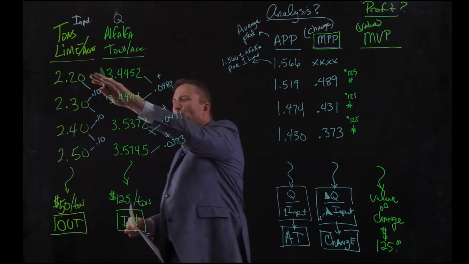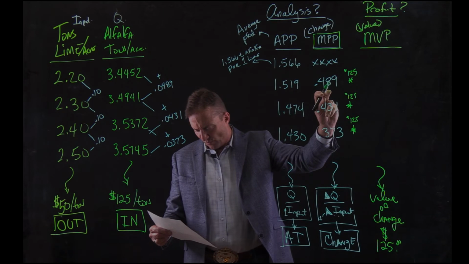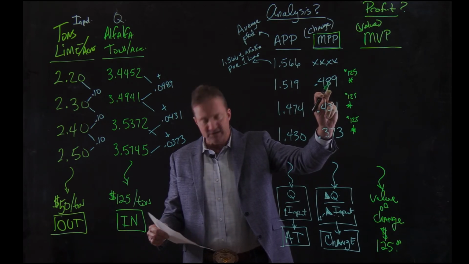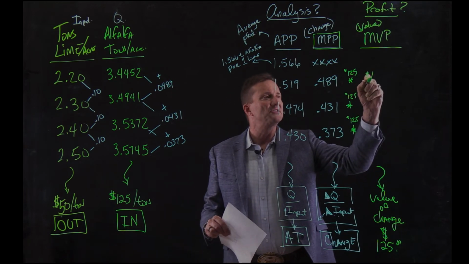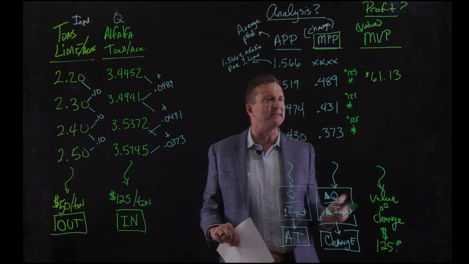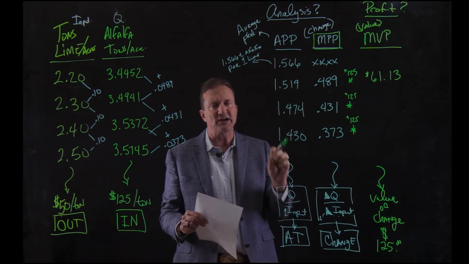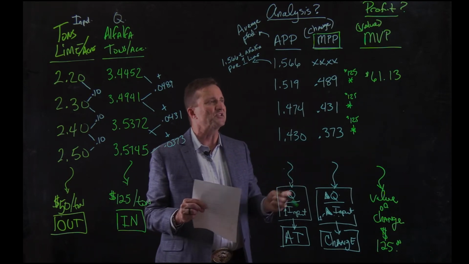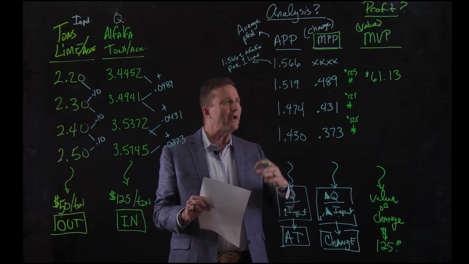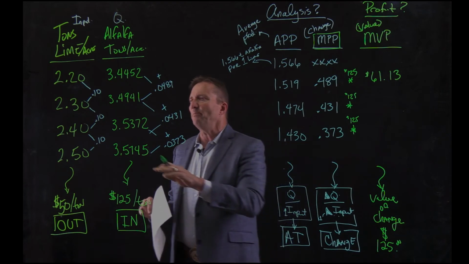When you go from 2.2 to 2.3, that gives you a change of 0.489, and that change is worth, it looks like, $61 and, make sure I get this right, 13 cents. Taking $125 times almost right at nearly 50%, that's about right, $61.13. That's what it's worth. Well, before I keep going, well, let's keep going. Let's keep going down to the next decision.